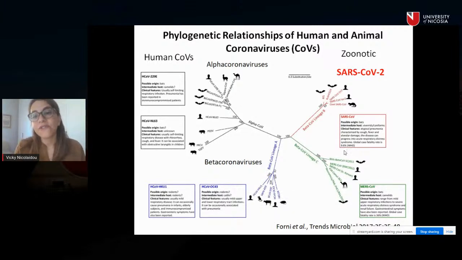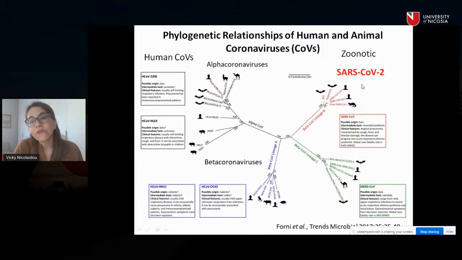So indeed, this is what happened in 2002 to 2004, when we had the outbreak of SARS-CoV-1, and indeed this caused the pandemic. The same happened in 2012 with the outbreak caused by the MERS coronavirus. These viruses, SARS-CoV and MERS, are responsible for more serious respiratory diseases as compared to these other human coronaviruses, and can lead to death with a mortality rate of about 9.5% for SARS-CoV in the outbreak of 2002 to 2004, and about 34.5% for the MERS coronavirus outbreak that occurred in 2012.